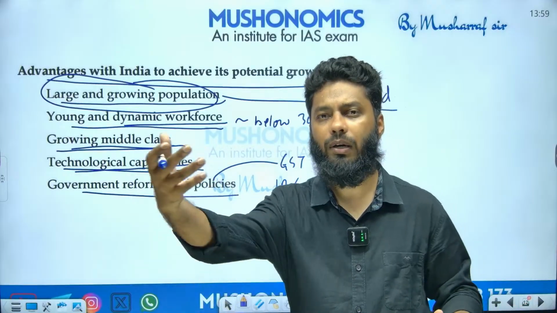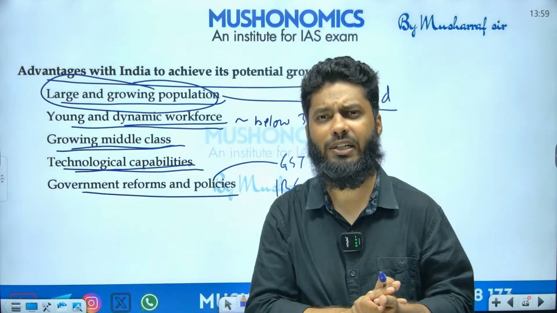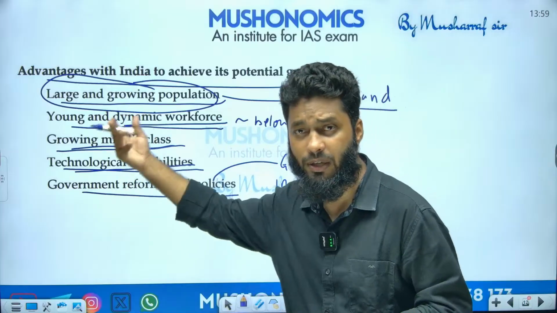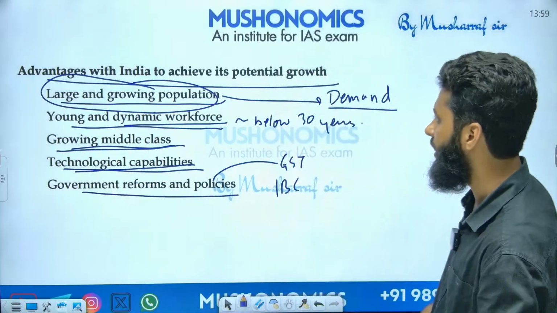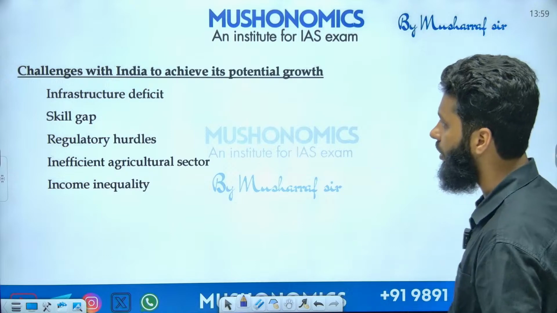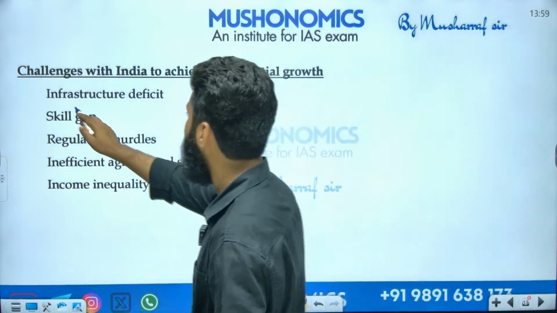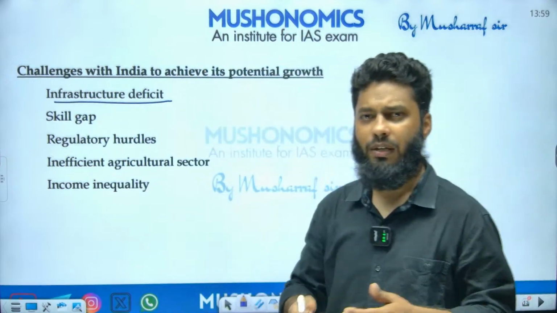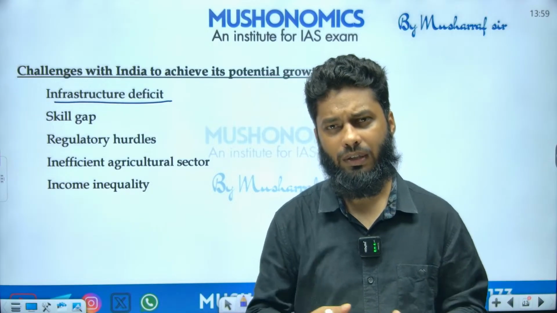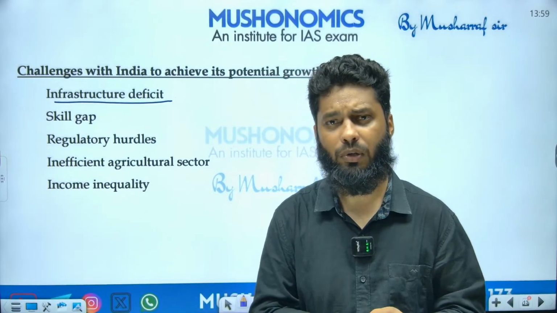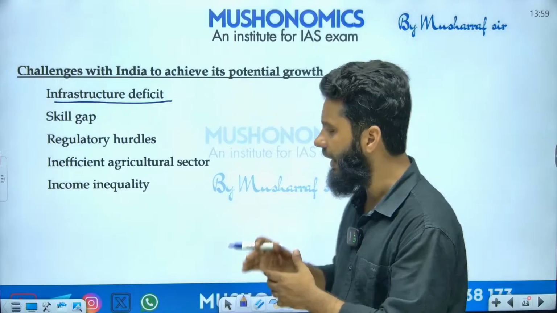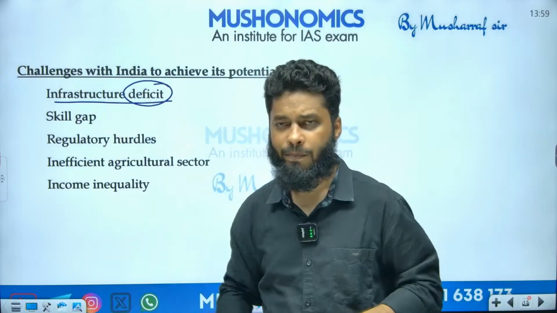Government facilitates trade, facilitates business, and facilitates GDP growth, right? So this is how it is. These are the advantages. Now let's talk about the challenges that we are having. For example, infrastructure deficit, the kind of roadways, road network, railway network, logistical support that is needed. So there is a gap, there is a deficit of it, right?